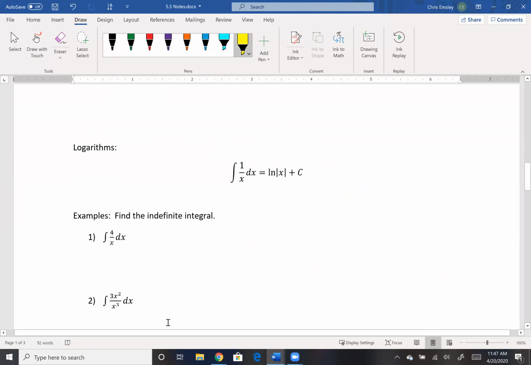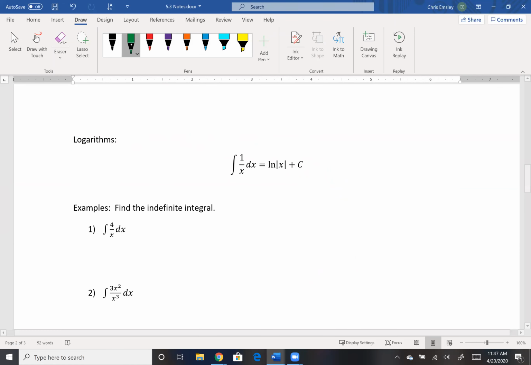Okay, so that leads us to this next rule. If you are ever asked to find the integral of 1 over x, it is the natural log of the absolute value of x. A couple things to notice. We need an absolute value here. The reason behind that is that you cannot take the log of a negative number. So we have to put absolute value around that argument, around whatever you had in your denominator.